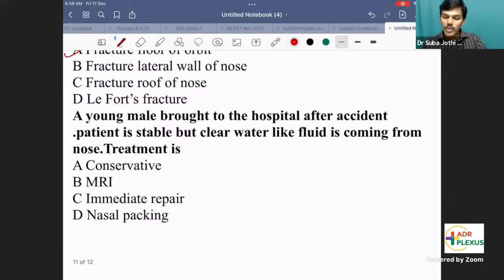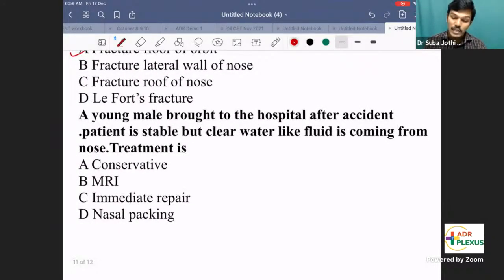A young male is brought to the hospital after an accident. Patient is stable, but clear water-like fluid is coming from the nose. See, the usage of words is very ironic. You may think that the patient is stable, so we can go for conservative management, do a nasal packing, and the CSF leak can settle down on its own and we can go for repair afterwards. But whatsoever, you should do an immediate repair wherever the situation may be. If you can't operate, you better refer to a higher center, but the patient should be operated.